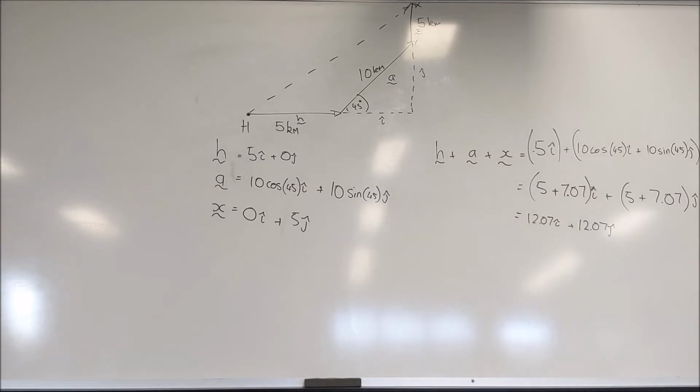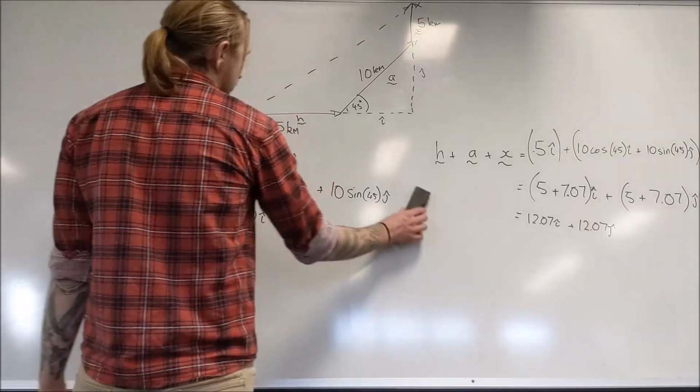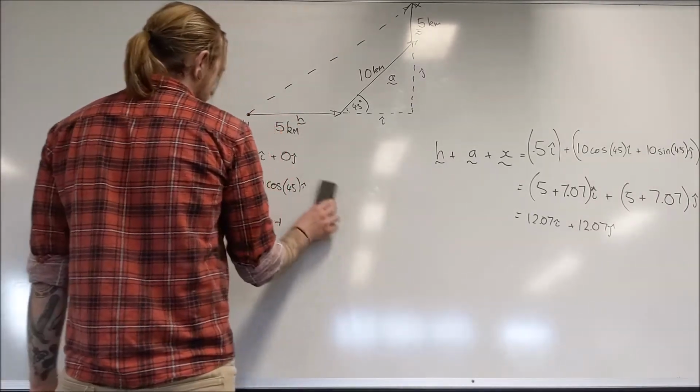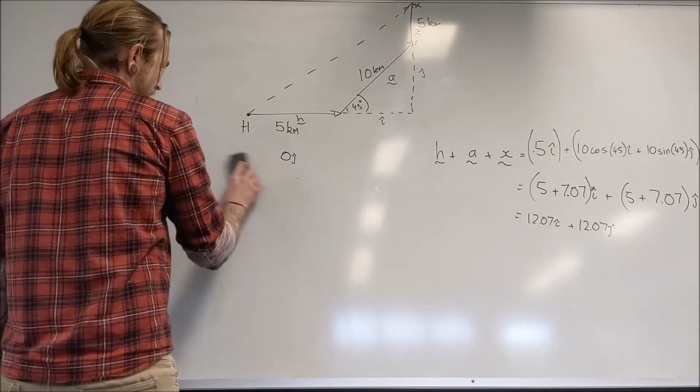My battery might have just died. That's okay. Somebody can tell me what part B is. I'm assuming it's to tell me the magnitude. Would that be correct? Calculate the distance from h to x.